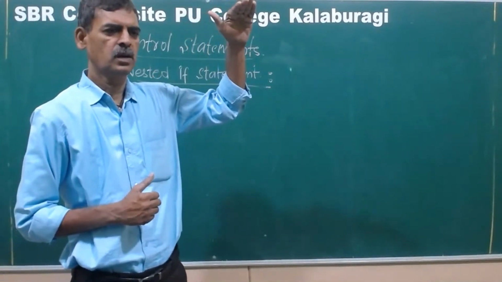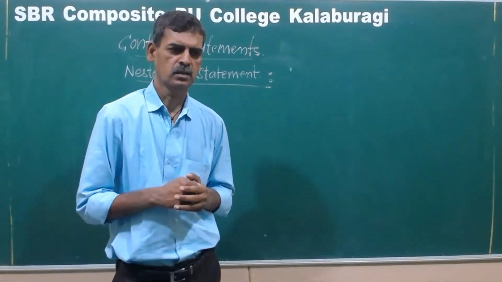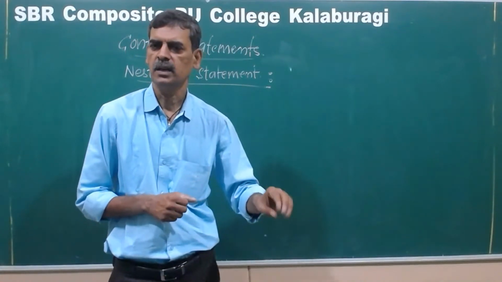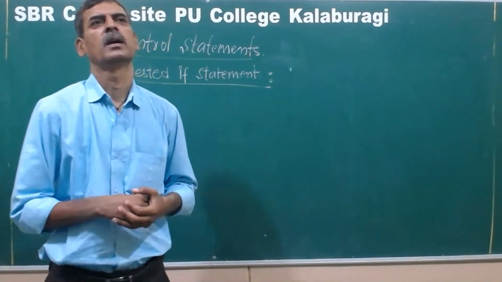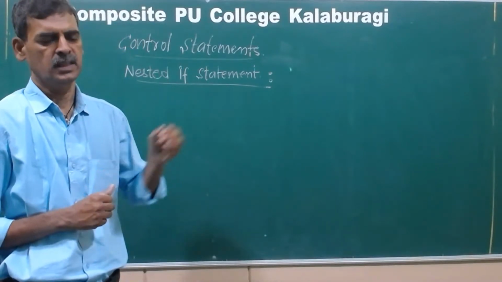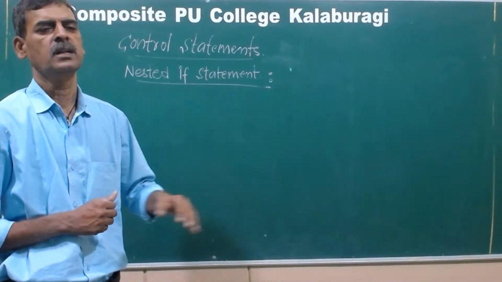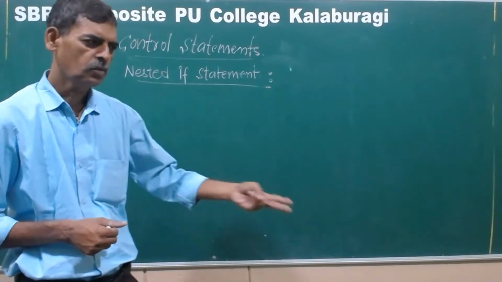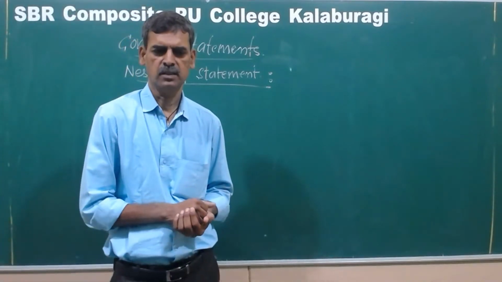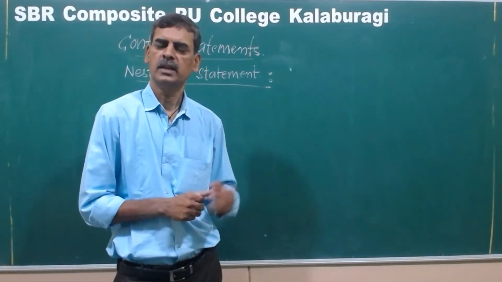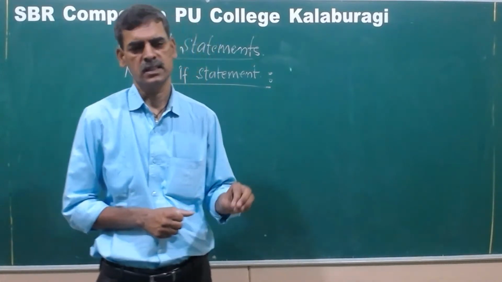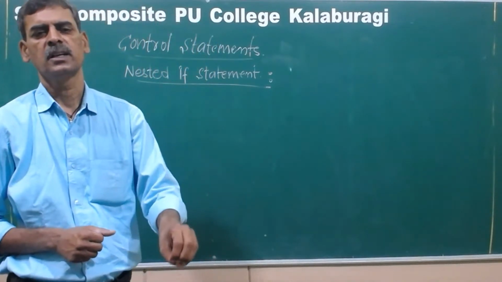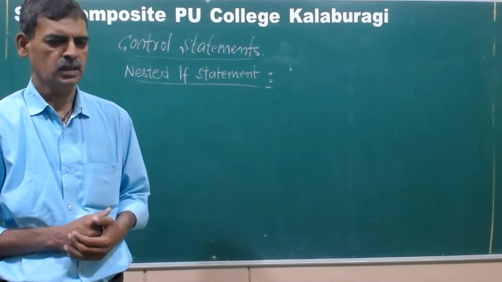One is outer test condition. Second one is inner test condition. If outer test condition is true, then control comes inside the if block. Then it will go for inner if test condition. Then if inner test condition is true, then statements in the inner if block are executed.